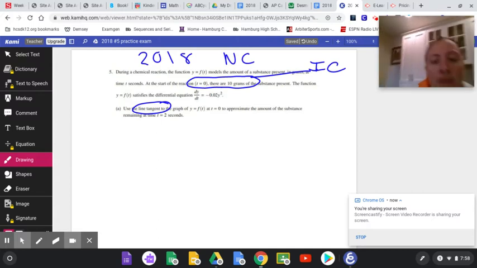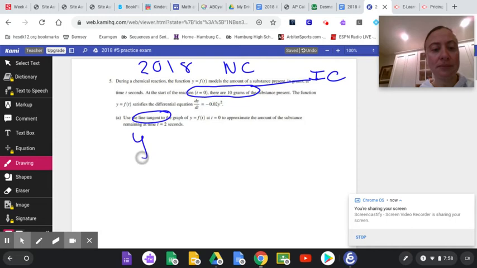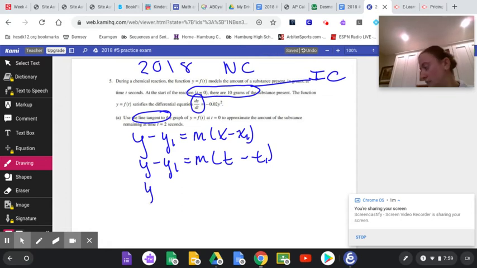So I'm just going to go ahead, let me flip this, and start my tangent line. y minus y1 equals m times x minus x1. And now I'm quickly just going to change the variables. Instead of dy/dx, it says dy/dt. So y minus y1 equals m times t minus t1. And I'll plug in that initial condition, (0, 10). Sorry. y minus 10 equals m times t minus 0. And then I'll need the slope, of course.